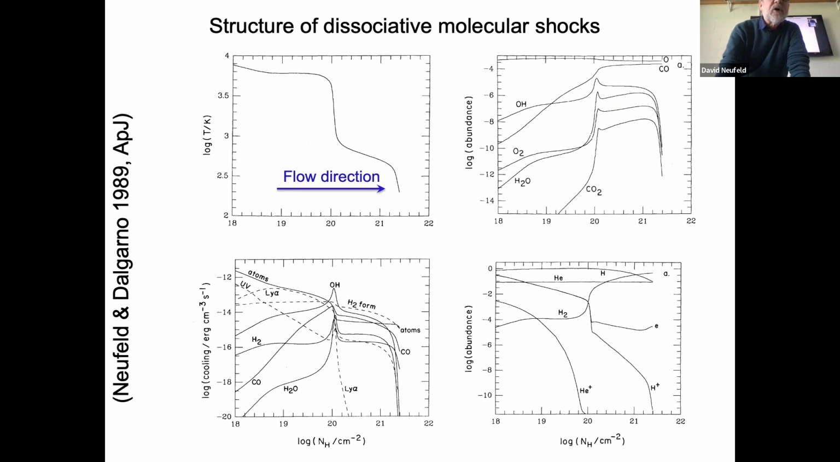The types of shocks that I considered in my thesis are called dissociative shocks because they are fast enough, and this means a speed of a few tens of kilometers per second, fast enough to dissociate molecules. So that's the simple picture. There's a slightly more complicated picture that comes into play.